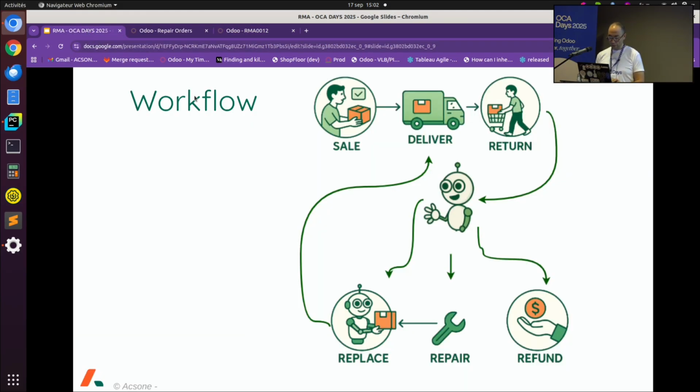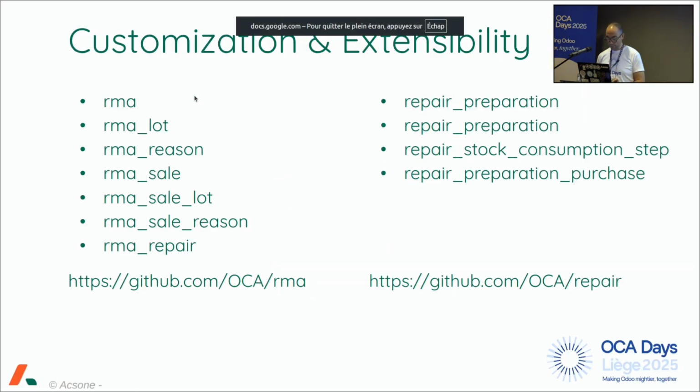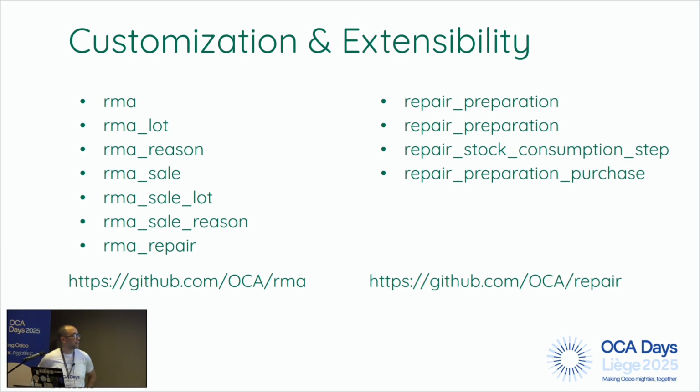So what we saw in this example is all on the RMA repository and the repair repository. This is the list of modules I used in this demonstration. We are working now on migrating everything to version 18. We started the work in the code sprint. It's in progress. It will be done in the next weeks, I believe.